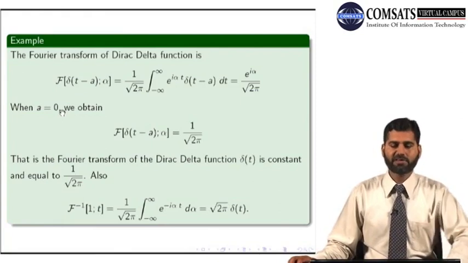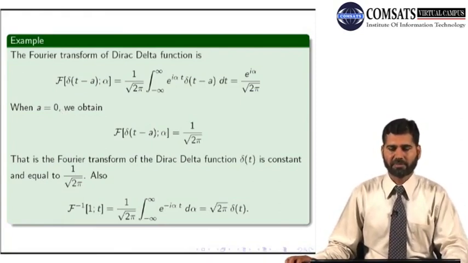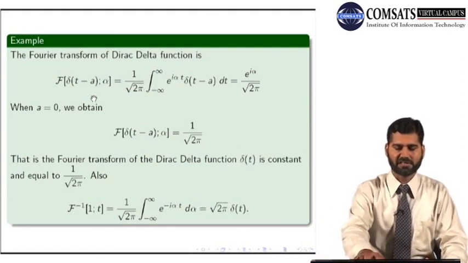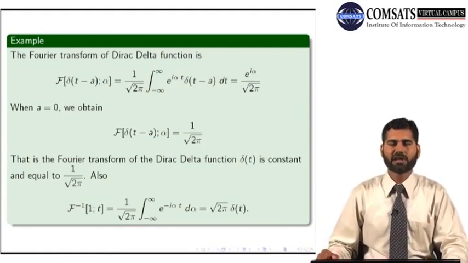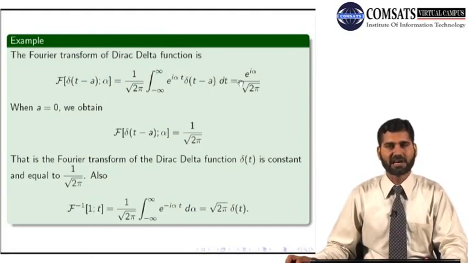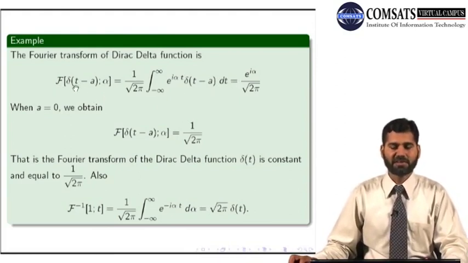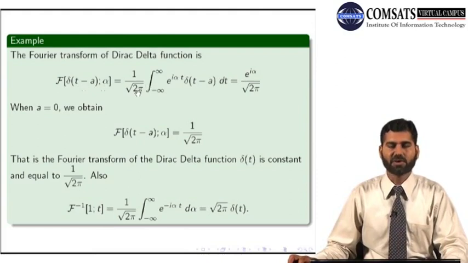Then the Fourier transform of the Dirac delta function. The Laplace transform of the Dirac delta function was easy. It was exponential. Similarly, the Fourier transform of the Dirac delta function is also an exponential type function. You see, the Fourier transform of delta(t minus alpha) is 1 over square root of 2 pi, integral from minus infinity to infinity, e to the iota alpha t delta(t minus a) dt.